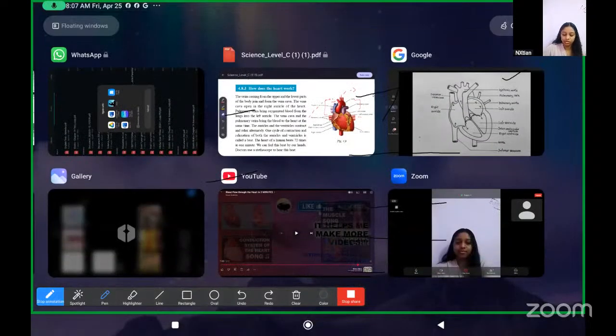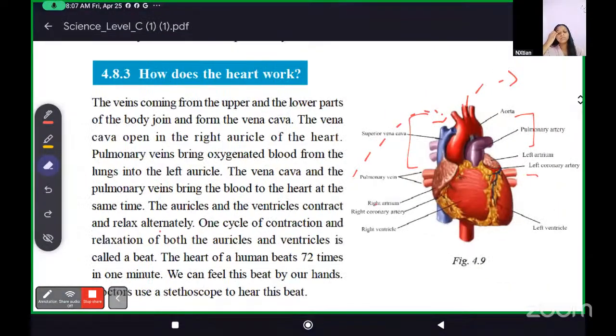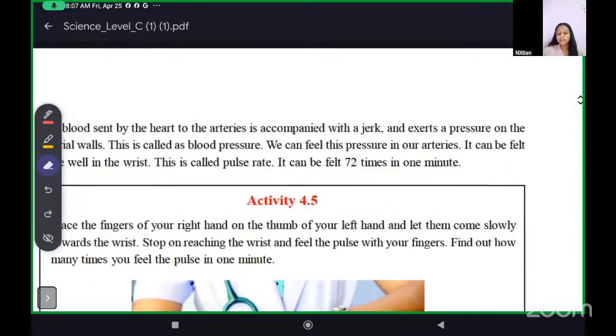And let's move on to the notes. Any doubt in heart? Any other question?